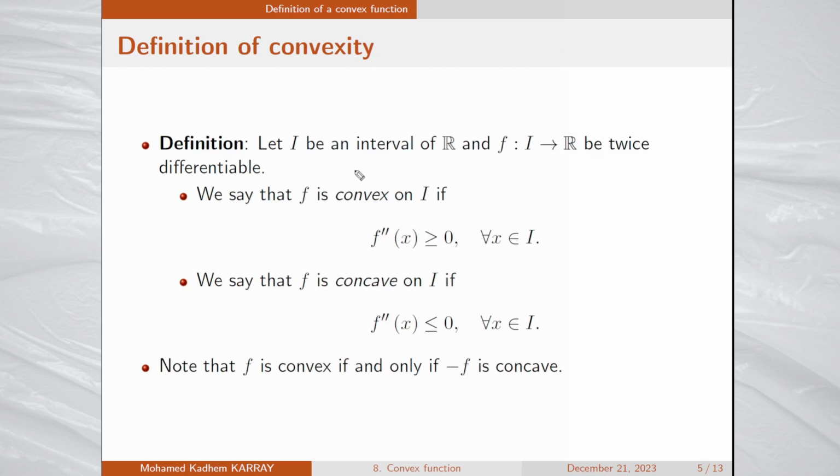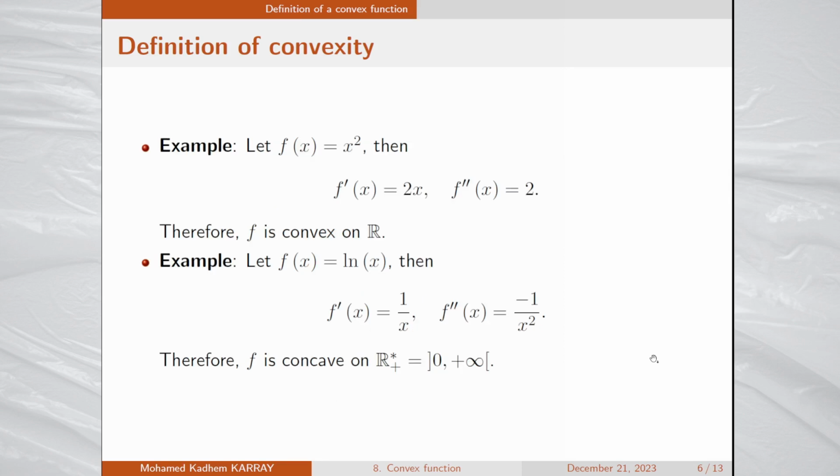So this is the definition. Let I be an interval and f defined on the interval I be twice differentiable. We say that the function f is convex if its second derivative is positive. And we say that f is concave if its second derivative is negative. Observe that the function f is convex if and only if minus f is concave. And this is interesting to deduce properties of concave functions from those of convex functions, as I will show in some minutes.